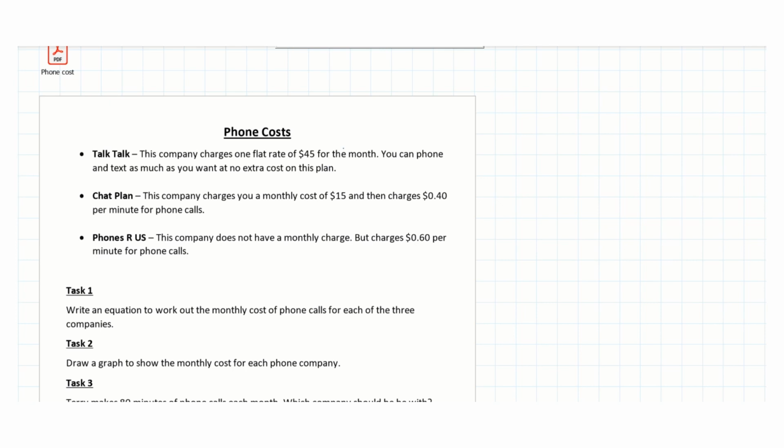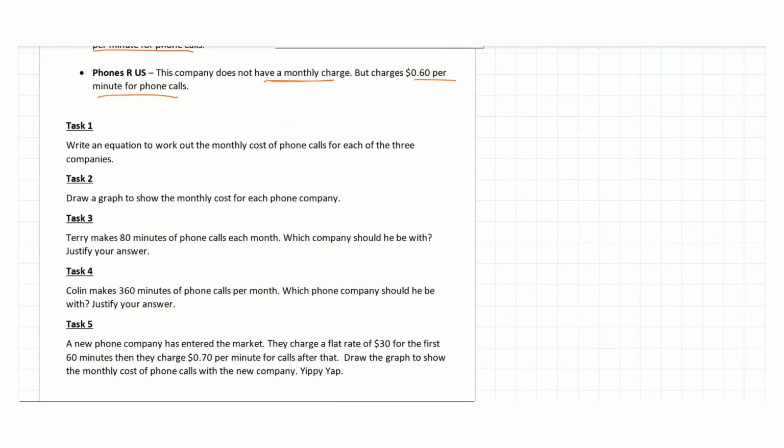We're going to read through this whole task, and I'm going to highlight the important information, and then we're going to go back and do the actual work. Okay, so phone costs. TalkTalk. This company charges one flat rate of $45 per month. You can phone and text as much as you want at no extra cost. Okay? Chat Plan. This company charges a monthly cost of $15 and then charges 40 cents per minute for phone calls. Phones R Us. This company does not have a monthly charge, but charges 60 cents per minute for phone calls. Okay? So that's all important information.